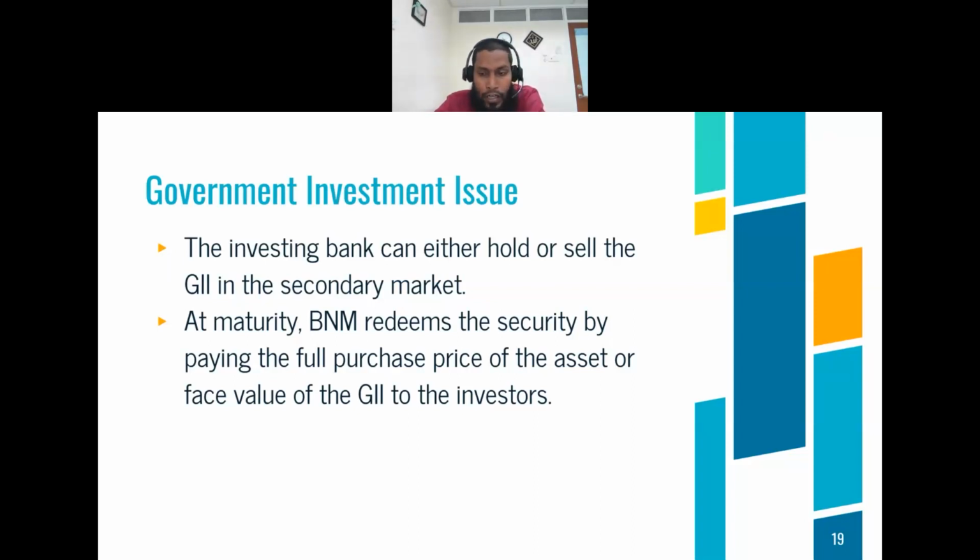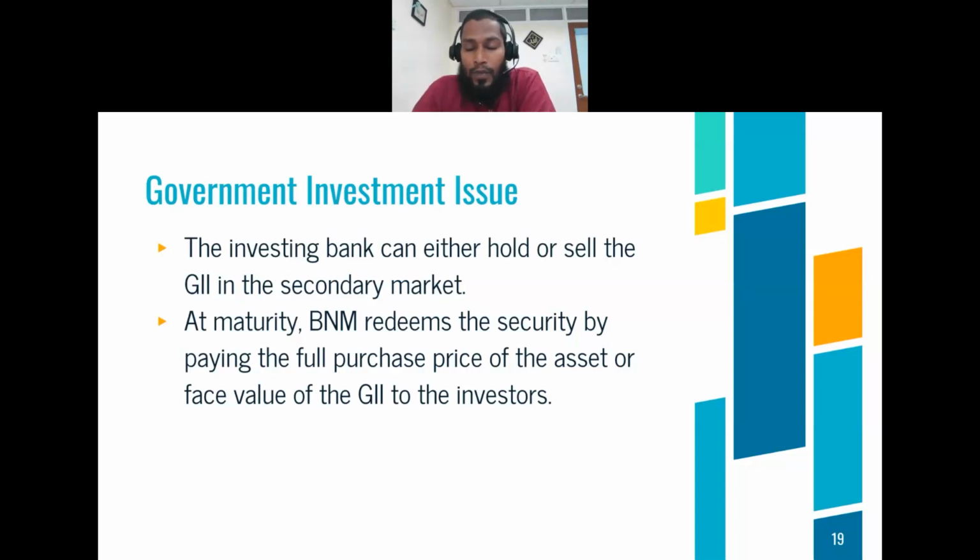However, there is a Sharia issue in the government investment issue, because when we trade the GII in the secondary market, it can involve bai' al-dayn, meaning selling debt, which is not allowed in Sharia when the price is not equal.